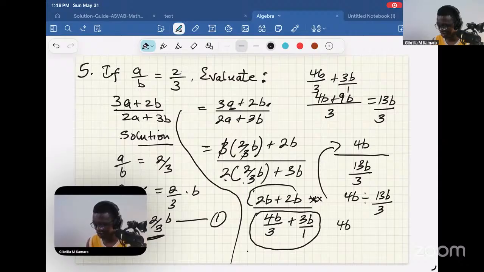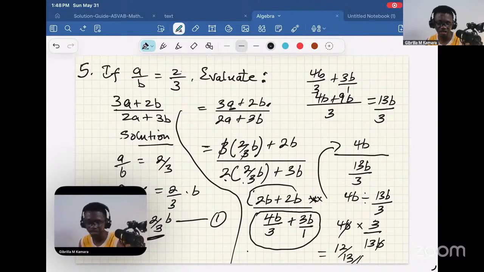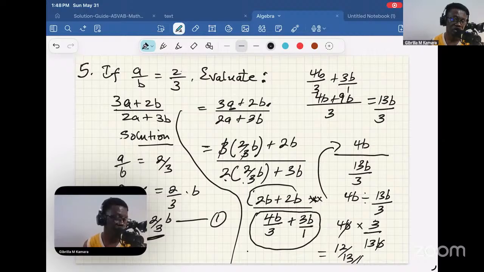This is 4b. Then you multiply. Once you multiply, you reciprocate the fraction. So this becomes 3 up here, and this becomes 13b. This b cancels this b. So your answer becomes 4 times 3, which gives you 12 divided by 13. But this is a much longer method, right?